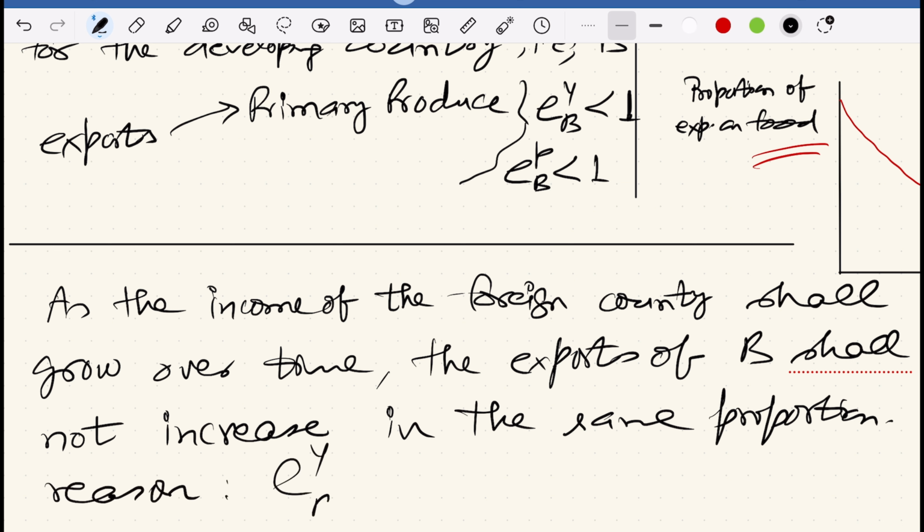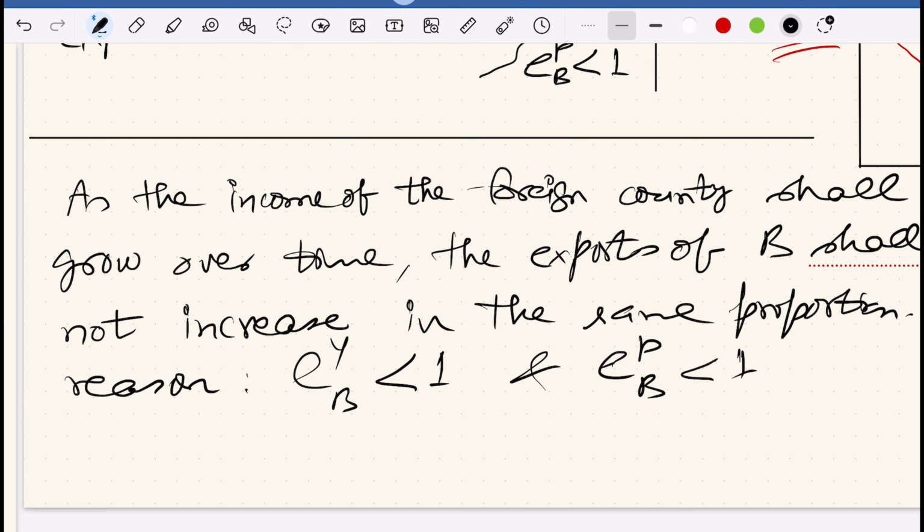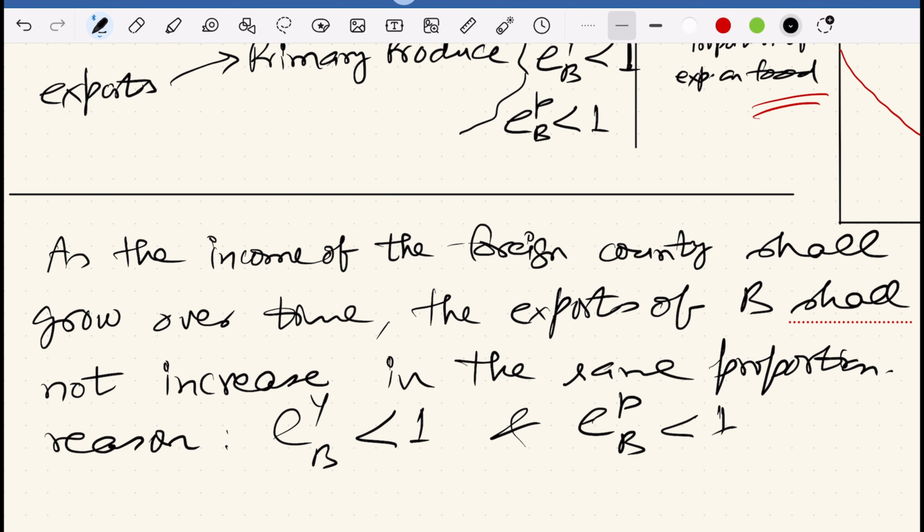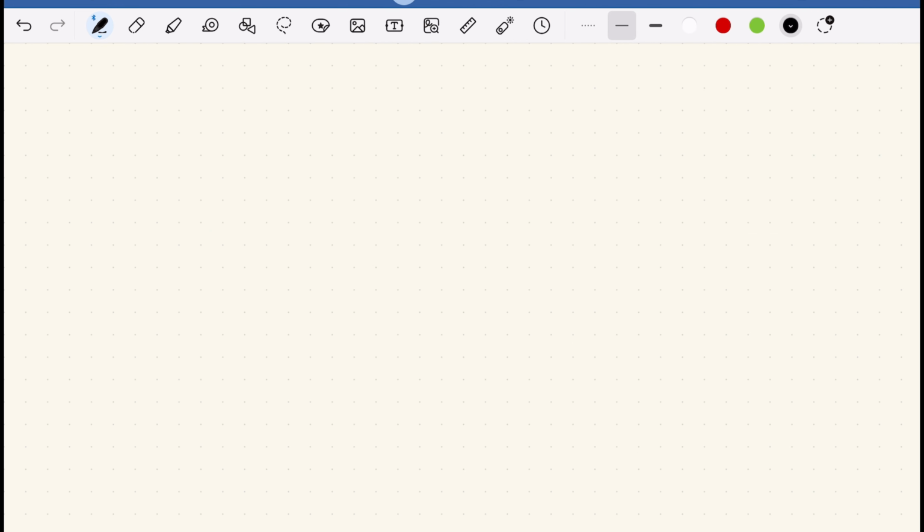The income elasticity of demand for B's produce is less than 1, and even if the price of these things becomes lesser, it becomes cheaper still, because the price elasticity of demand is also inelastic. There will not be much demand for country B's produce, and country B's export is country A's import, that is the advanced country. So we can say that the imports of country A shall not increase much in future, or it will actually decrease.